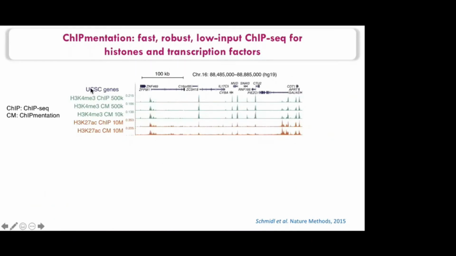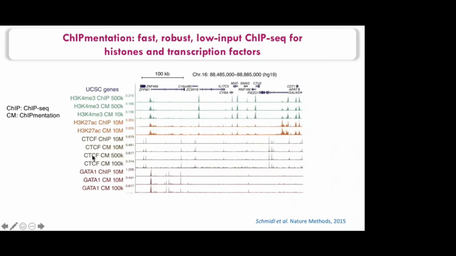Just one figure from the original paper, the chipmentation paper, just to show you the power of chipmentation, that it's highly reproducible and as robust as traditional ChIP-seq. So ChIP is ChIP-seq here, and CM is chipmentation. And what you're seeing here is snapshots from UCSC genome browser. So H3K4 trimethylation with traditional ChIP-seq, 500,000 cells. And when you do chipmentation, you see highly reproducible data, and you get identical peaks as with the traditional ChIP-seq. But the most interesting thing is that you could do chipmentation with just 10,000 cells, and you still can identify all these peaks.